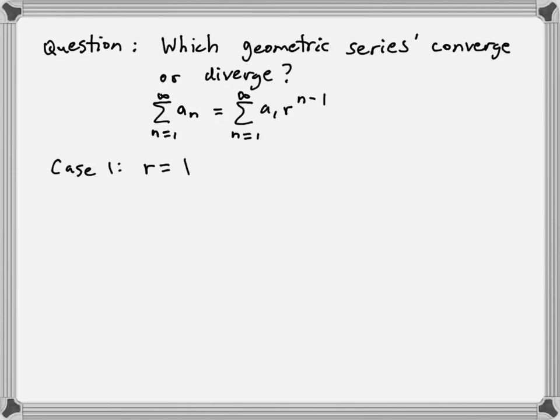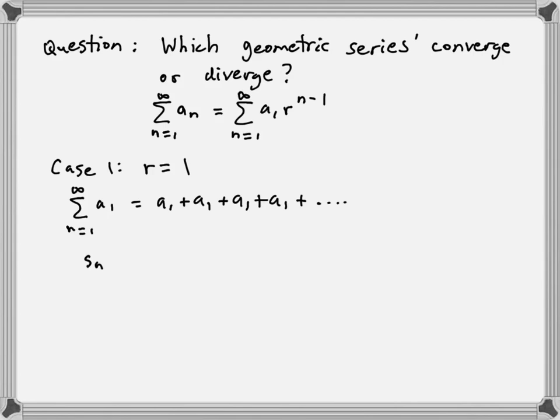If the ratio is equal to 1, then our series becomes just the same number added together over and over. It looks like this: a1 plus a1 plus a1 plus a1. We just keep adding the same number forever. Can that possibly converge? It should be obvious that it does not, because as long as you keep adding the same number, there's no reason why this should. But we can actually do this directly.